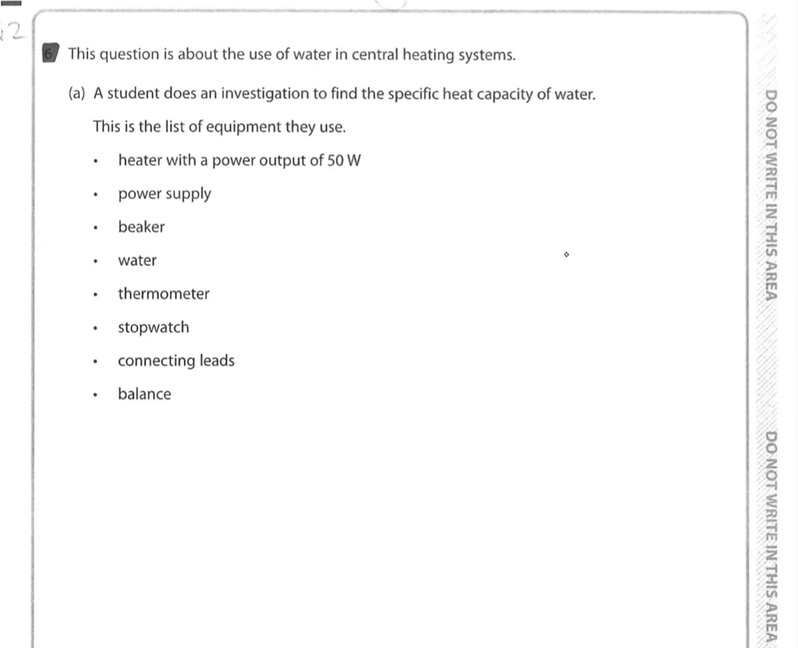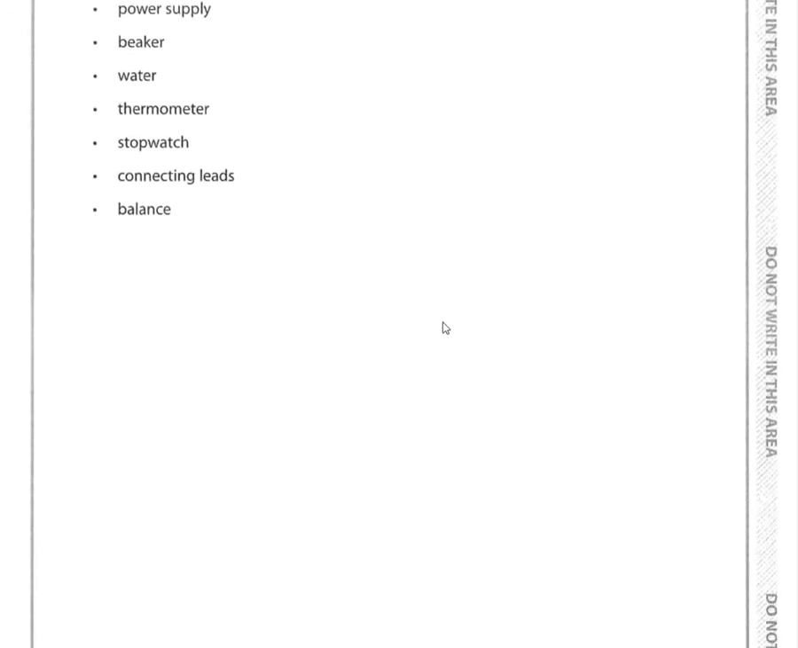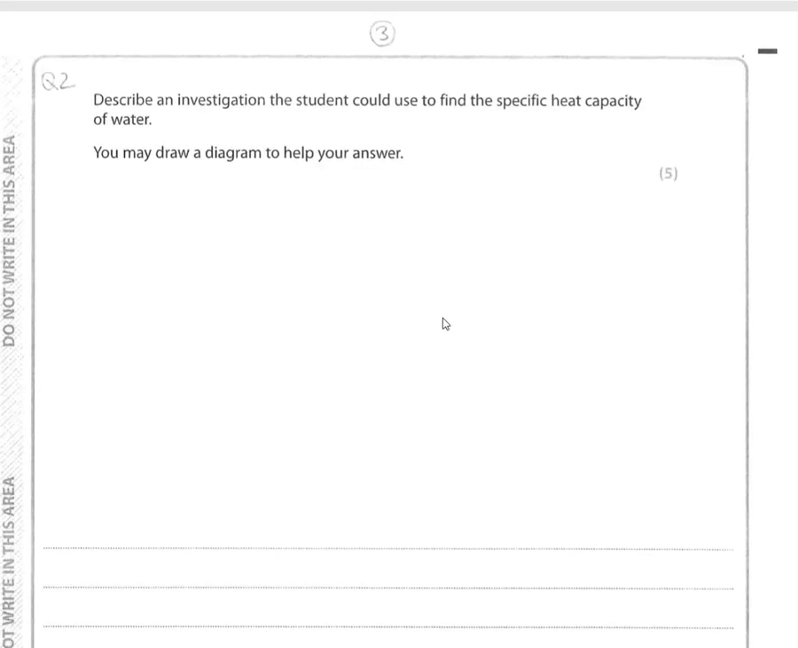Now this one is about specific heat capacity and using water. Let's keep going and see what we have. Find the specific heat capacity of water. Good. Now what we're going to do is start using the equation first. We know that energy is equal to m c delta theta. So we rearrange this, and we get c is equal to energy over m delta theta. So this is the equation for specific heat capacity.